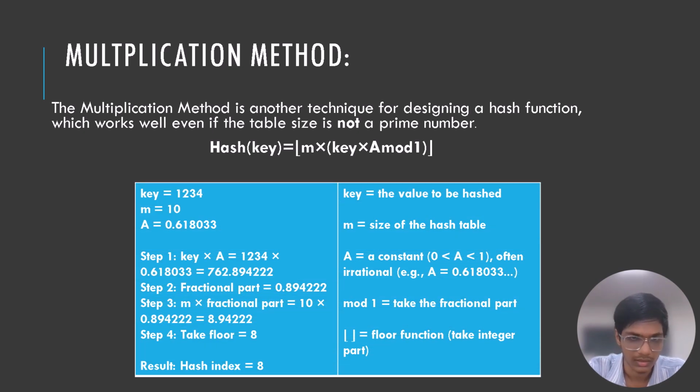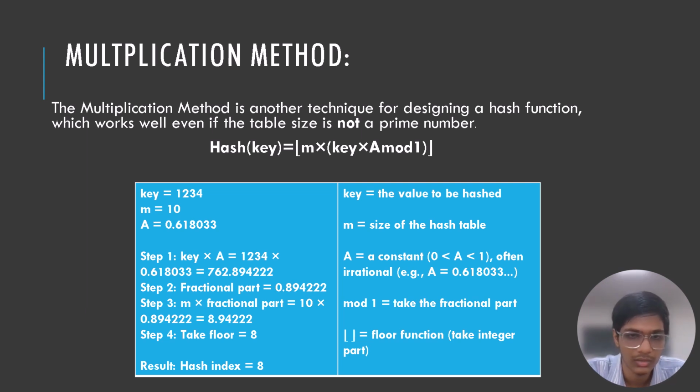Let me explain the terms. Key equals the value to be hashed. M equals the size of the hash table. A equals a constant between 0 and 1, often irrational, like A equals 0.618033. Mod 1 means we take the fractional part, and the floor function takes the integer part.